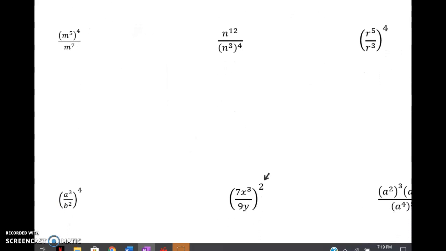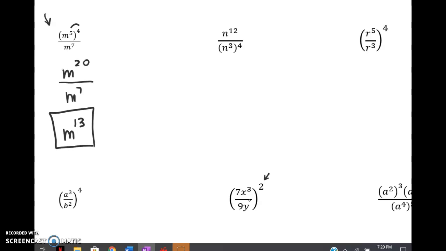Okay. Now we're going to combine some of the rules that we've learned and work with simplifying these problems. So we look at the problem, we do what we think we should do first. On this first problem with the m's, see those parentheses? I want to get rid of those. So I'm going to make that m to the 20th, because I'm multiplying there, 5 times 4, over m to the 7th. And now I can use that rule that we just learned about subtracting, make it m to the 13th. I have more m's in the numerator, so that's going to be just m to the power of 13.